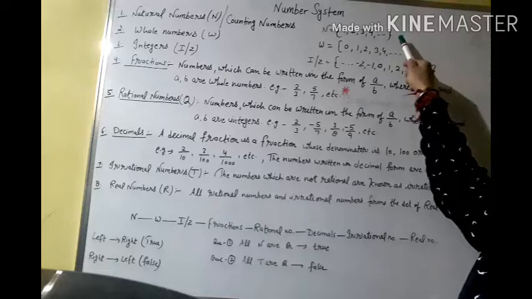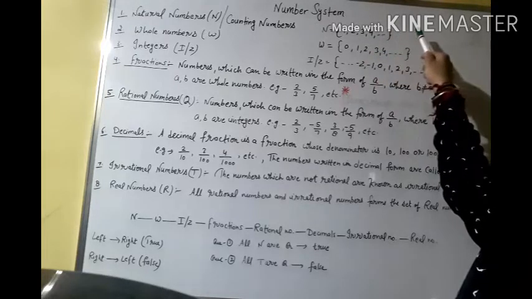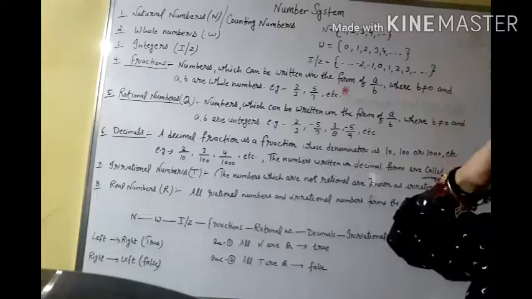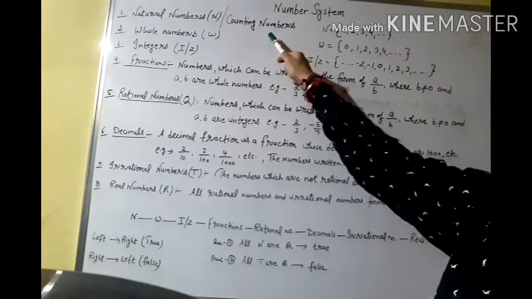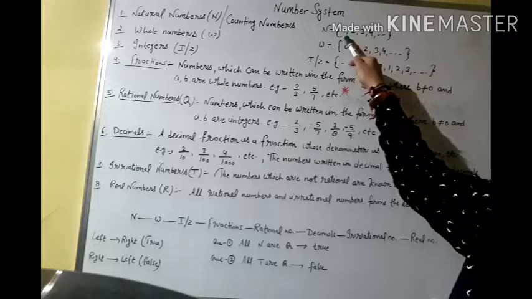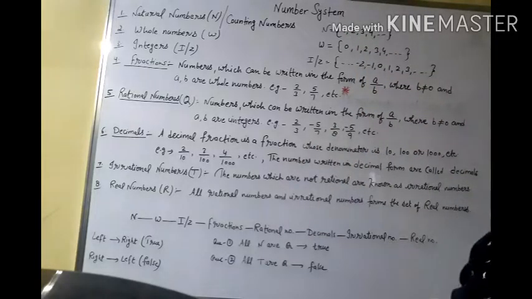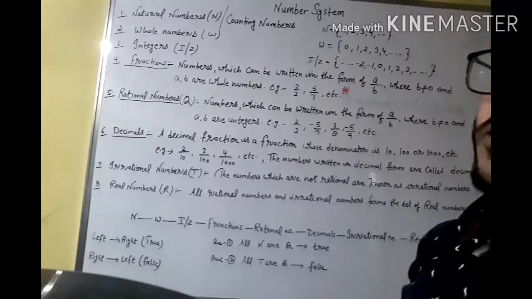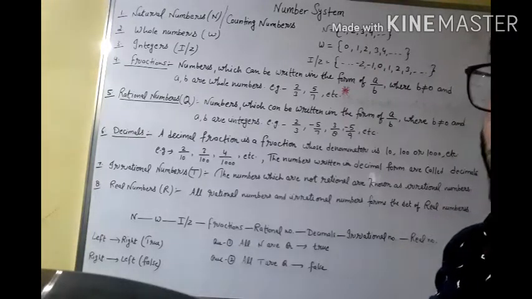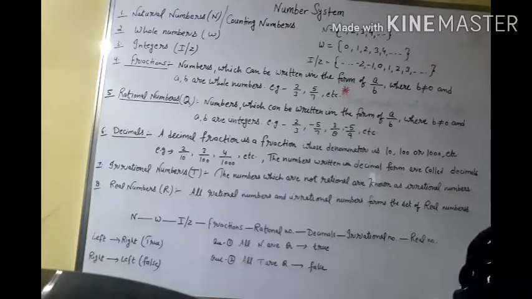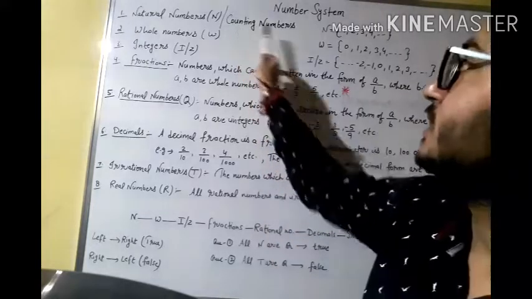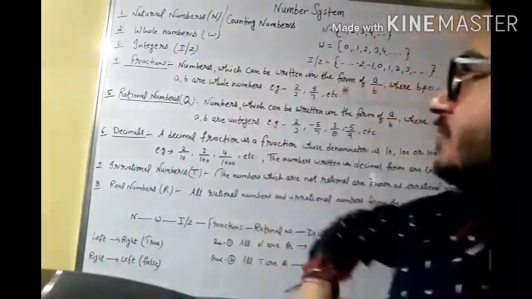Infinity means uncountable. Yes, these are uncountable. They will never end. Why do we call natural numbers counting numbers and why does it always start with 1? The reason is that whenever we count anything, suppose you have to count your number of notebooks, then you start with 1, then 2, 3, 4 and so on. So it is natural that you start your counting from 1. That's why counting numbers are also known as natural numbers.